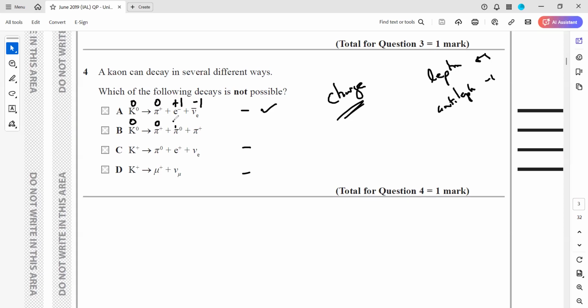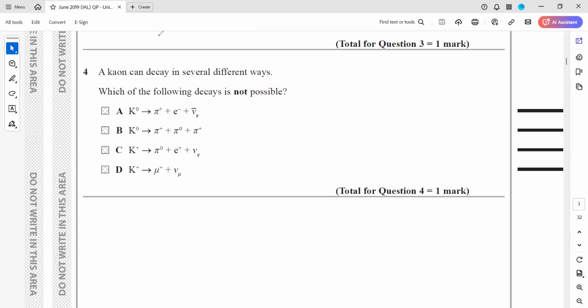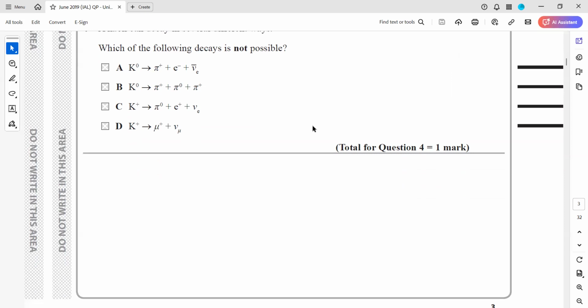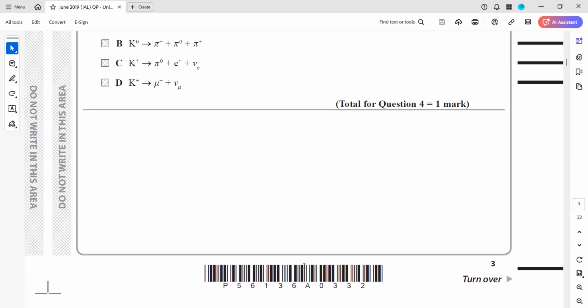This is 0, this is 0, this is 0. This is 0 as well. So here what I'm saying is you can see lepton number is conserved, but the charge is not conserved. So even if one of them is not fulfilled, then you will say it is not possible. Is it clear? So first always start with the charge, then the lepton number, and then the baryon number.